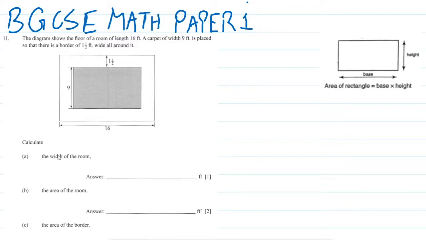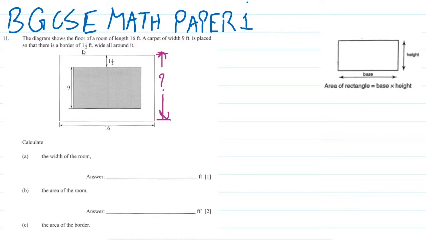So part A says to calculate the width of the room. So the width of the room is going to be this whole quantity here, right? So this here is what we don't know. But what it gives us is the length of the room, the width of the carpet, and also the width of this whole border, right? So if we want to find the width of the actual room, we need to look a little bit closer at the instructions that they gave us, right?